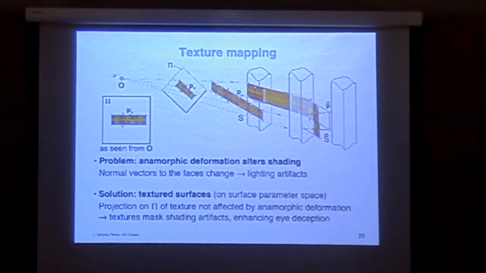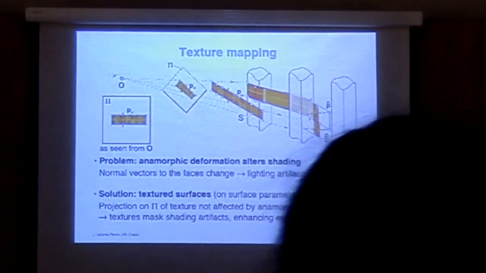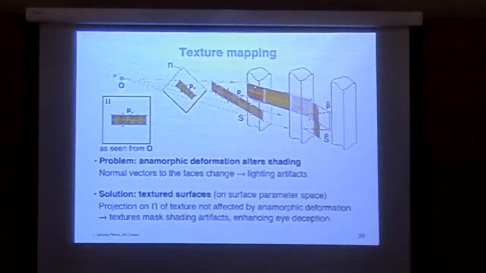In a video game, you can use any trick in computer graphics, but here the goal is to manufacture real 3D models. So how can we mask those artifacts? The solution is texturing the surfaces.